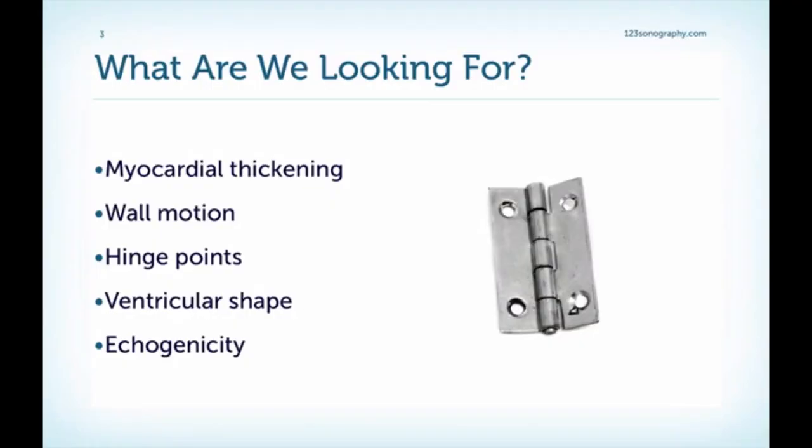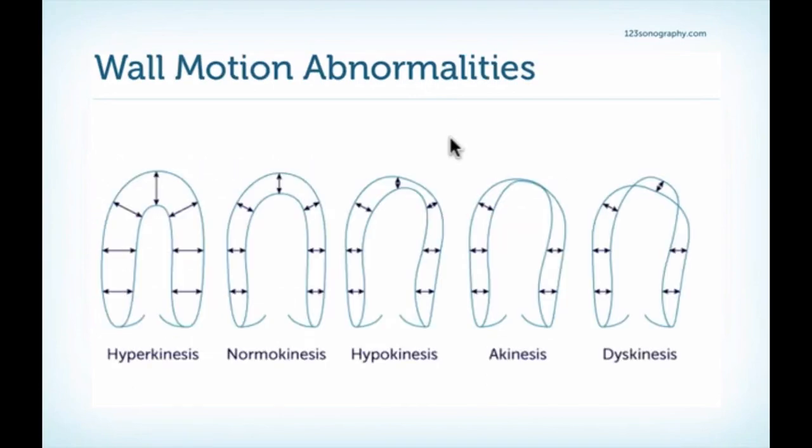The title of this subchapter is actually not really adequate. In reality, when we're analyzing patients for coronary artery disease, we're looking for much more than wall motion abnormalities. We're looking for myocardial thickening, hinge points, the shape of the ventricle, and also the echogenicity of the myocardium. Even if the wall motion is not the only factor we look at, it's still a very important one. But let's take a look at the different degrees of wall motion abnormalities.